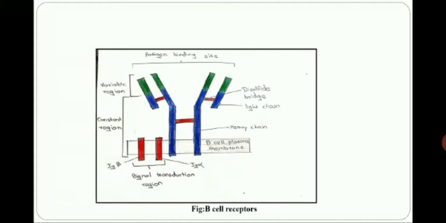This is the structure of the B cell receptor. Here you can see it consists of two heavy and two light chains. Both are joined together by disulfide bridges, which are shown in red. In addition to that, it also consists of the variable region, shown in green, and the constant region, in blue. Now the variable region forms the site where antigen can bind. In addition, it consists of immunoglobulin alpha and beta, which help in signal transduction.